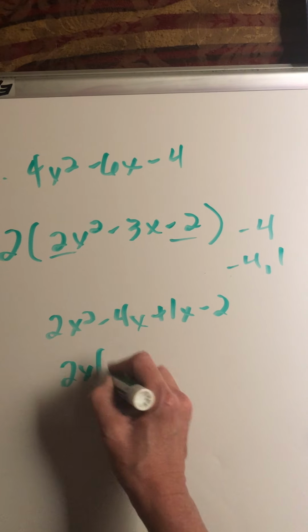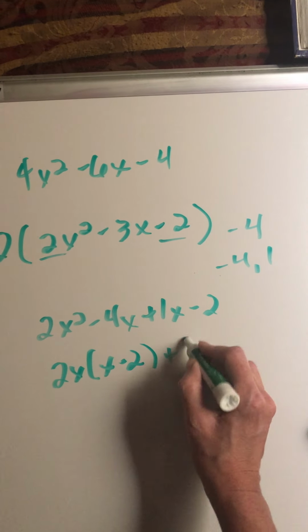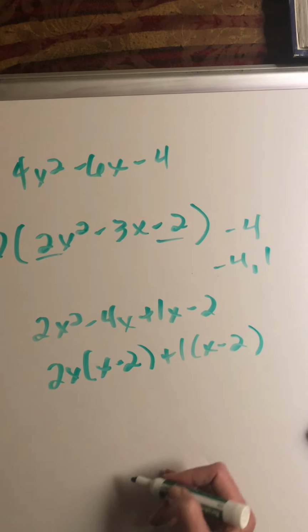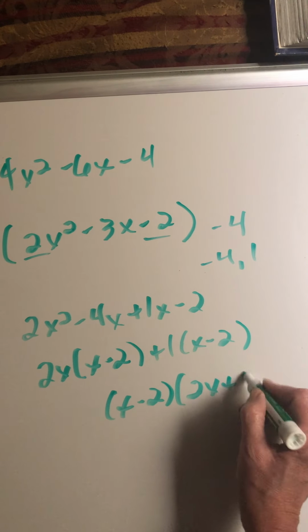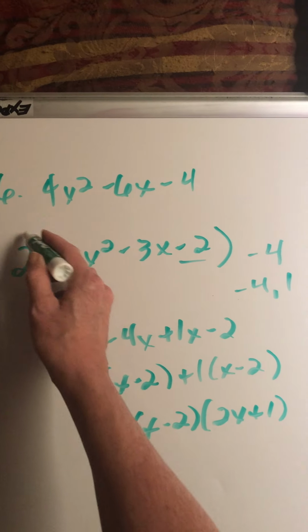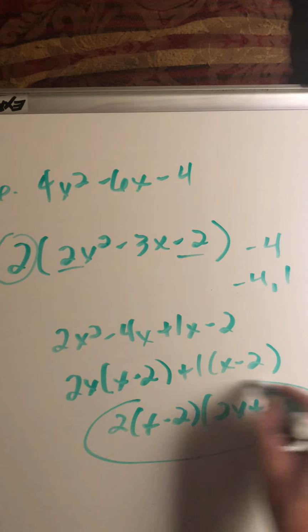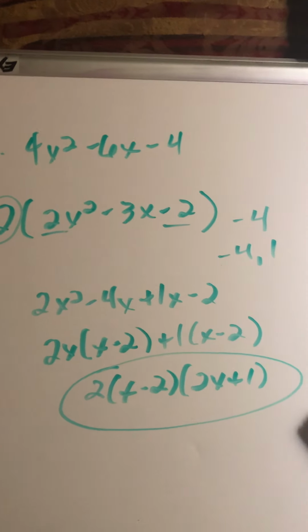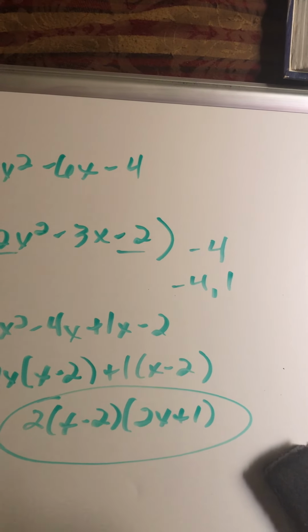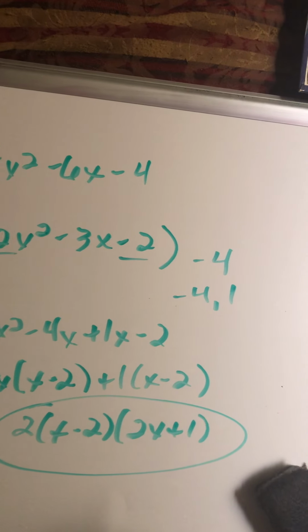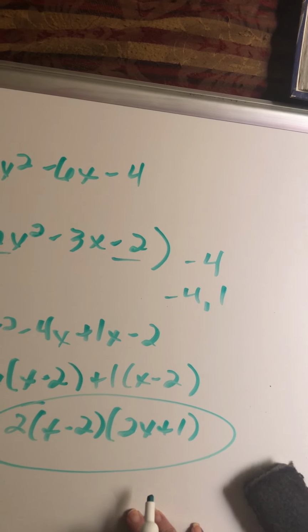So we take 2x out, it's x minus 2. We take a 1 out, it's x minus 2. So I would have x minus 2, 2x plus 1, with the 2 that I took out way up here. So that's my final answer on number 6, okay? Not the only way to factor that one, but I think that's the best way. I think that's the easiest way.